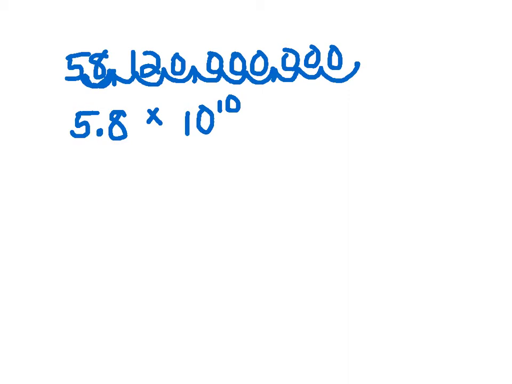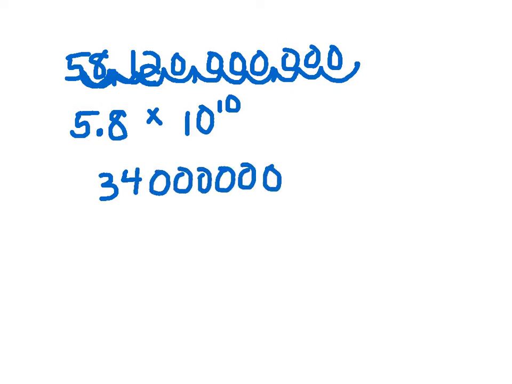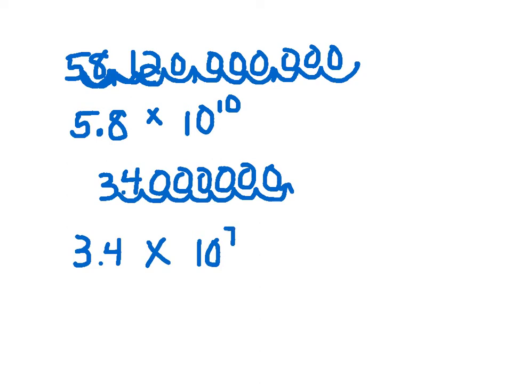So I place my decimal point in the prearranged spot, and then I count how many places to the end of the number. So if I say 3, 4, 0, 0, 0, 0, 0, 0, here's where my decimal point goes. So it's going to be 3.4. Then I have to go 1, 2, 3, 4, 5, 6, 7 places to get to the end. So that's times 10 to the 7th.